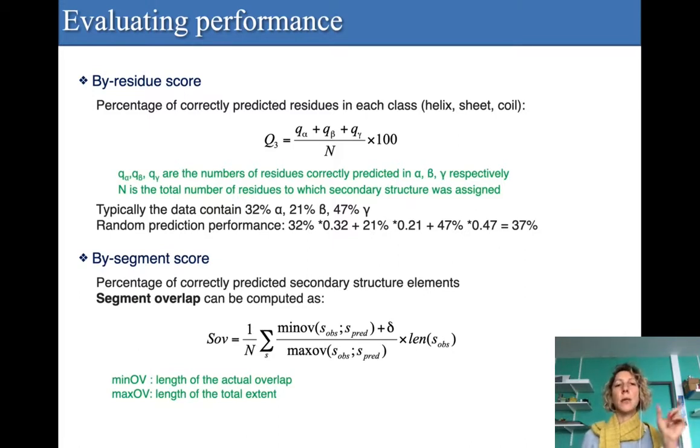You can also assess this by segments instead of residues. So here you're going to compute a segment overlap. Okay, so you have the length of the actual overlap between the observed and predicted segments, and you have the length of the total extent, the union of both, right? So just intersection and the union, and you do the ratio between the two. And then you have some normalization coefficient.